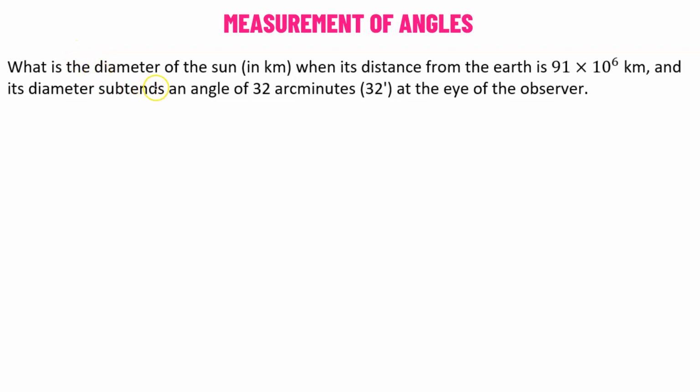So we need to find out the diameter of the sun in kilometers when its distance from the earth is given and its diameter subtends an angle of 32 arc minutes at the eye of the observer. So let's try to understand it graphically first.